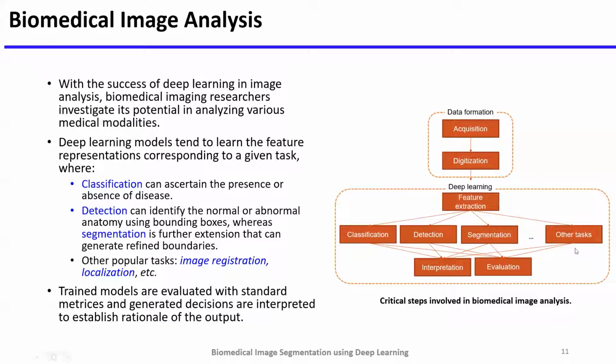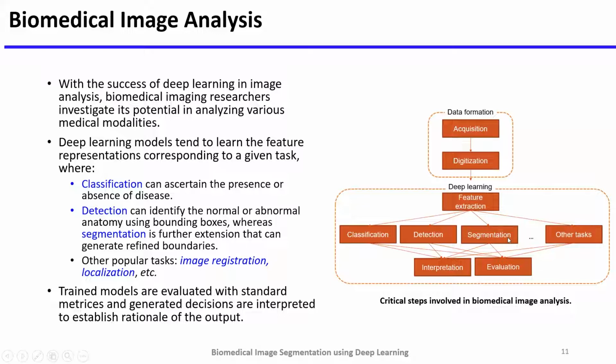You can see that the first task is the classification task. Classification can ascertain the presence or absence of diseases. Similarly, another task is the detection task. Here, with the help of detection, we can identify normal or abnormal anatomy using bounding boxes.